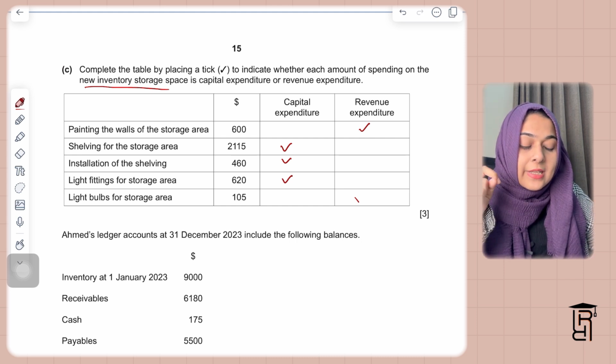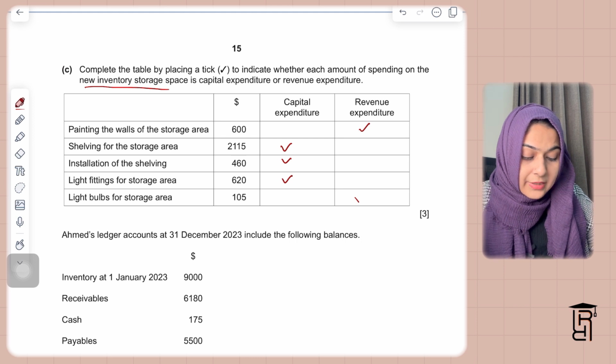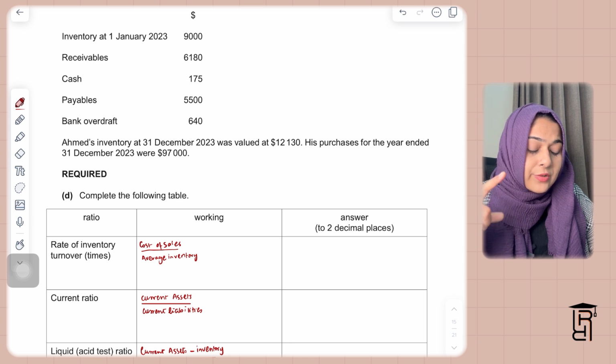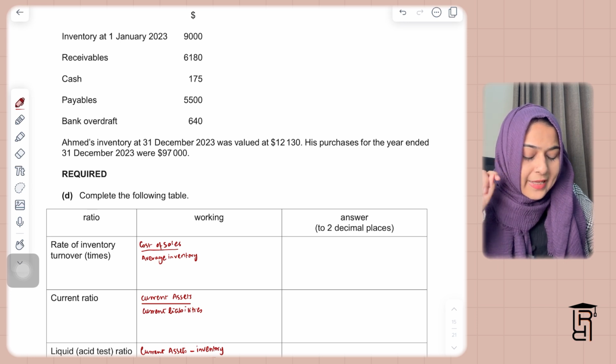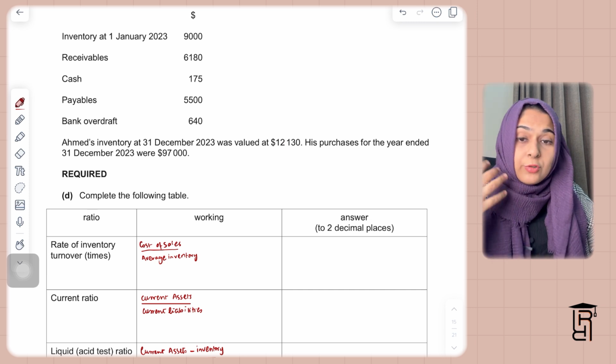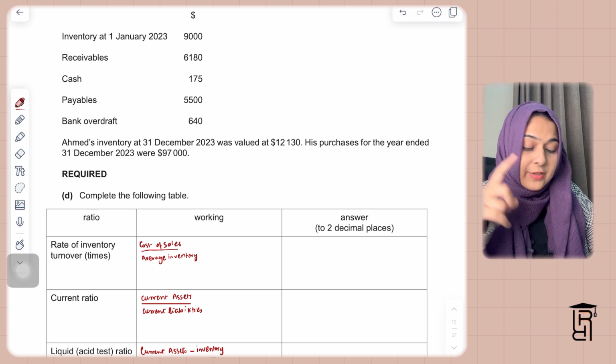Ahmed's ledger accounts at 31st December 2023 included the following balances: inventory at 1st January 2023 is opening inventory, receivables, cash, payables, bank overdraft. Ahmed's inventory at 31st December 2023 was valued at 12,130. His purchases for the year ended 31st December 2023 were 97,000. In the first part, they are saying calculate the rate of inventory turnover in times. Rate of inventory turnover, if you know the formula, it is cost of sales divided by average inventory.